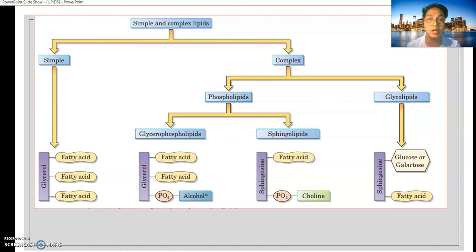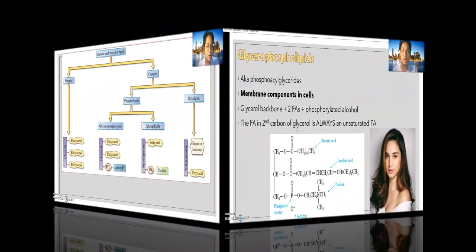Now let's go to the complex lipids. Your complex lipids are further divided into phospholipids and glycolipids. When you say phospholipids, that lipid contains a phospho group or a phosphate group. If you have a glycolipid, then you have a glyco sugar, so there is a carbohydrate part. So let's go first to your phospholipids, specifically your glycerophospholipid.